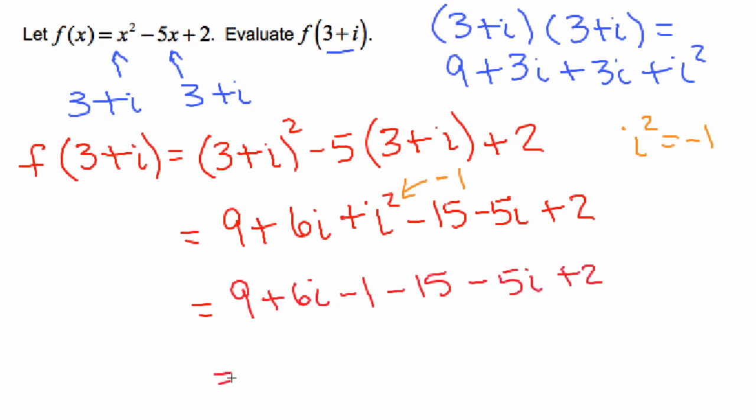All right, combining like terms, 9 minus 1 is 8. 8 minus 15 is negative 7. Negative 7 plus 2 is negative 5. And we also have 6i minus 5i, and that's just i. So when we're done, we have negative 5 plus i.